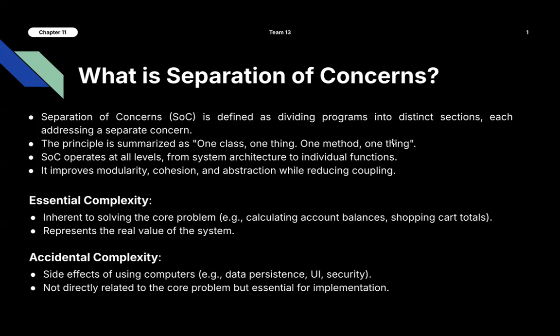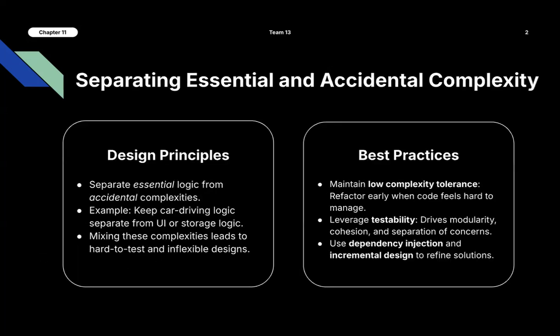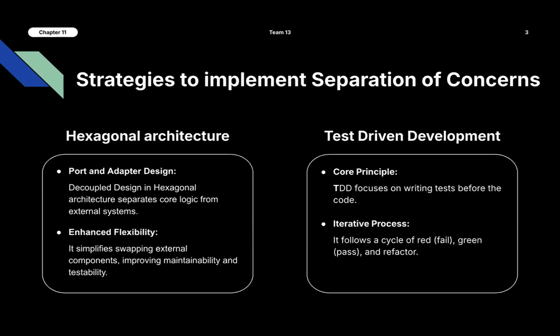Now, separation of concerns is essential because when you're trying to solve a problem, there's essential complexity and accidental complexity. Accidental complexity is what your solution brings. Essential complexity is what the problem brings. To separate those complexities, you should follow best practices like low complexity tolerance, testability, and keep design principles in mind.